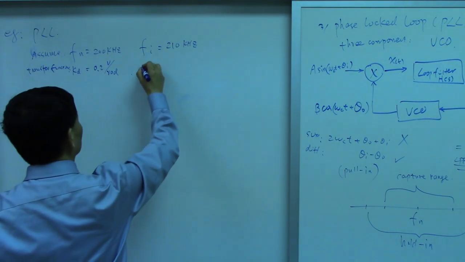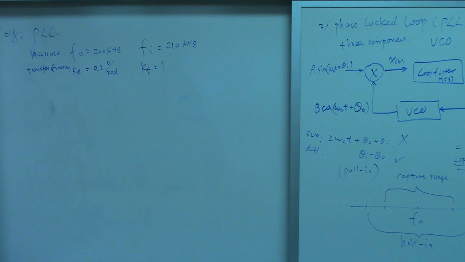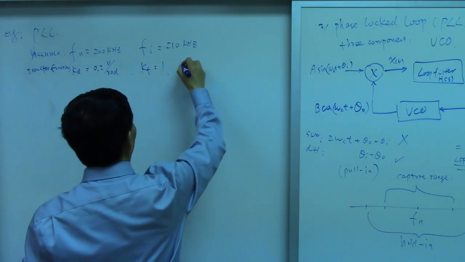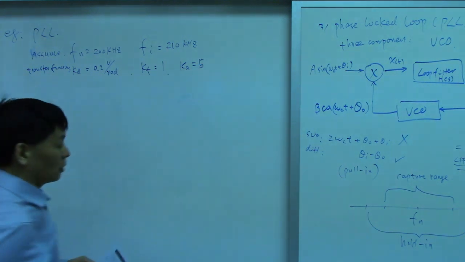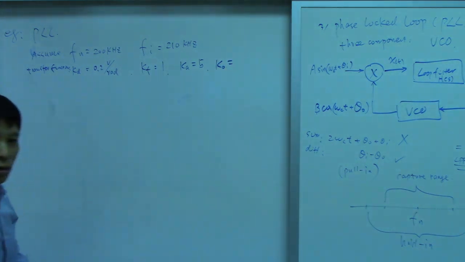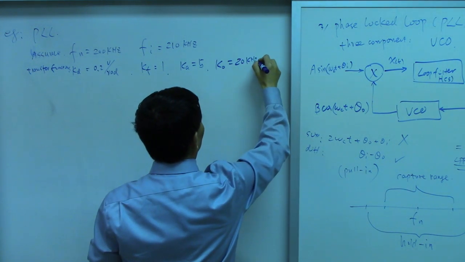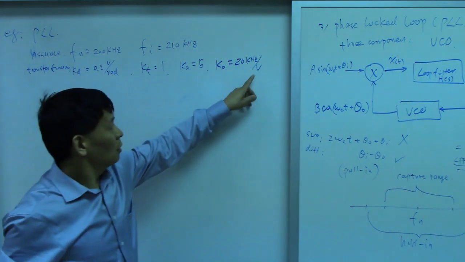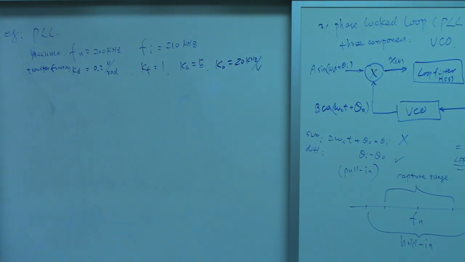And KF is 1. That is the gain for the low pass filter. It's just the filter, so we assume the gain equals 1. And there's an amplifier, and this can be combined together, but the gain for the amplifier equals 5. And K0, which is the transfer function for the VCO, equals 20 kHz per volt. That means for each volt of external voltage, the change of the frequency will equal 20K.